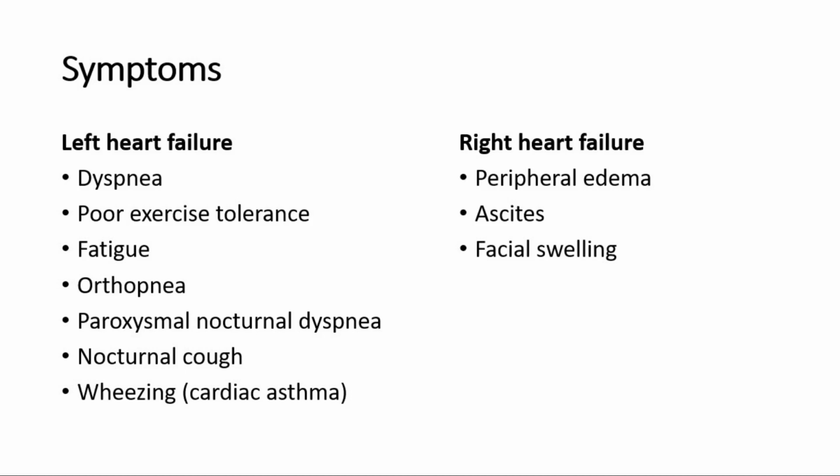Whereas for right heart failure, the defect is in the right ventricle, so the blood will accumulate in the whole body, where the patient will present with peripheral edema, such as limb swelling, and also facial swelling, and sometimes there might be abdominal distension, which is ascites.